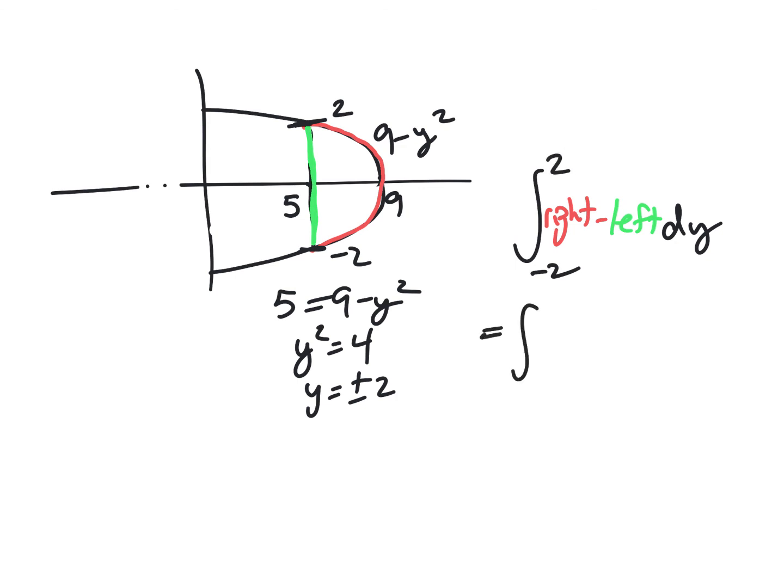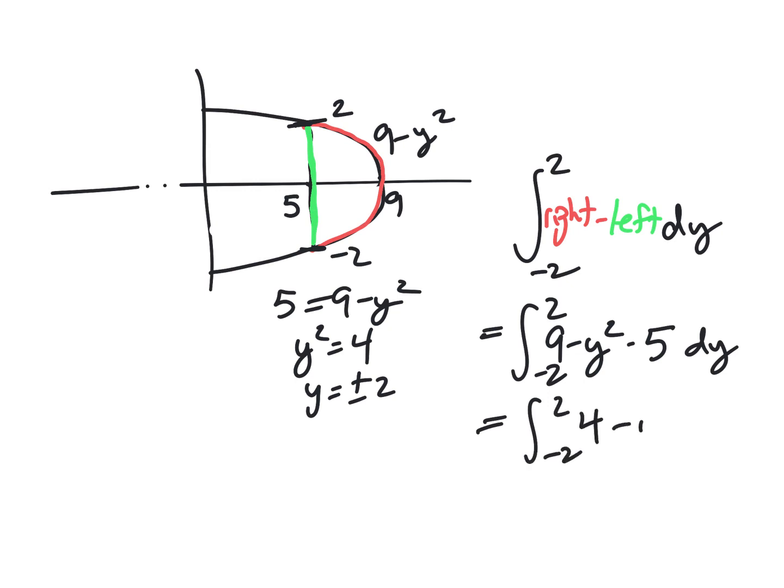And so when we actually input the functions here, we get 9 minus y squared minus 5. And this is actually just a really nice function, right? This is just a simple quadratic of 4 minus y squared. And so this is much easier to do the integration on. And notice, we didn't have to split into two different functions here. It already was nicely written as 9 minus y squared.